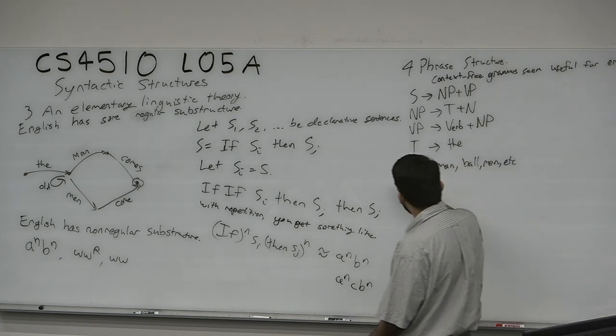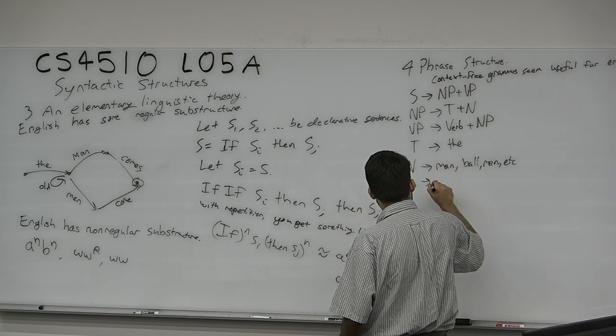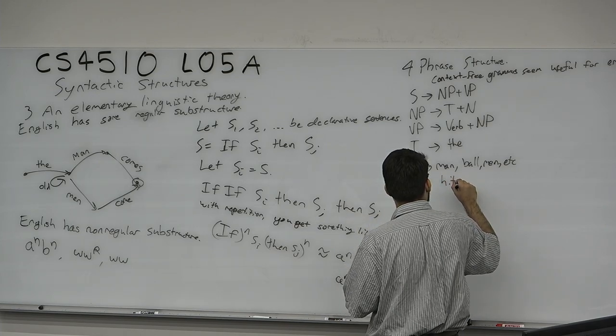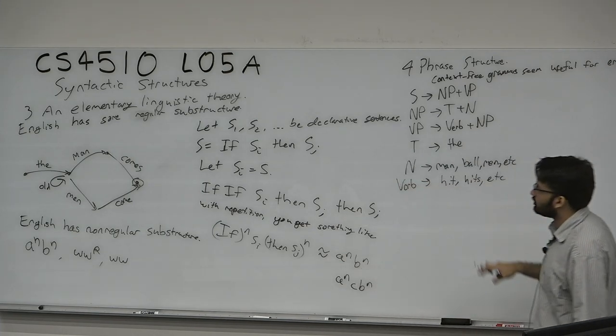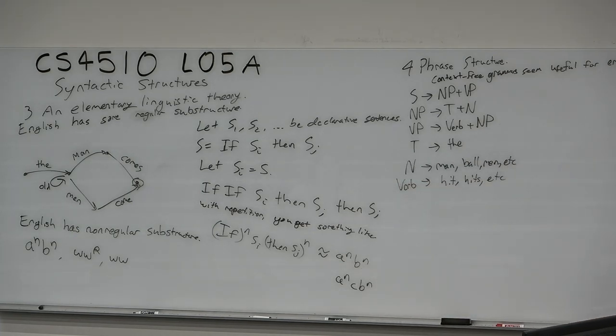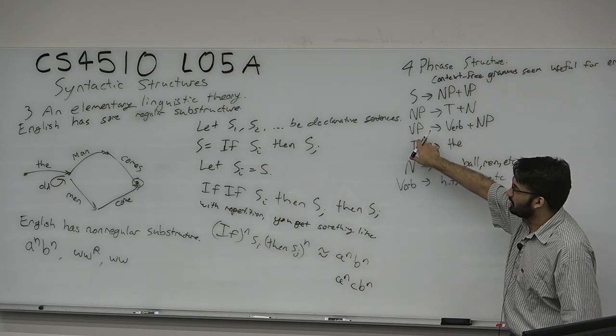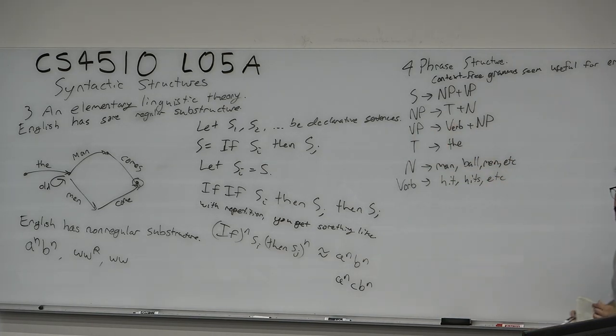And then verb is going to go to hit, hits, etc. So verb is going to go to the list of verbs. How come verb isn't just V? Could be just V. Doesn't matter. Let's maybe keep it different so it's not like VP and then P is something. Yeah. It doesn't matter really.